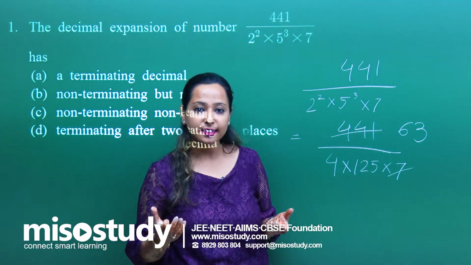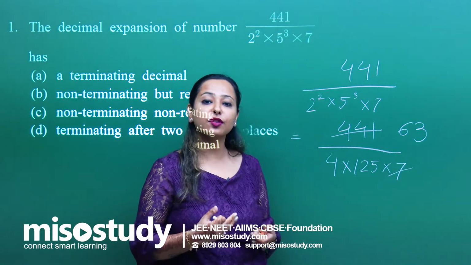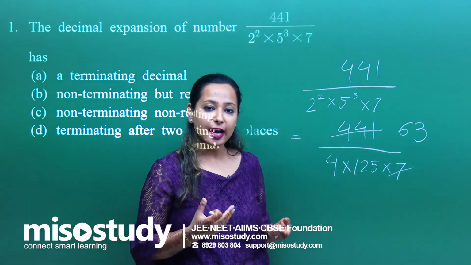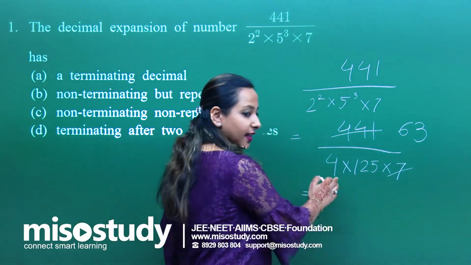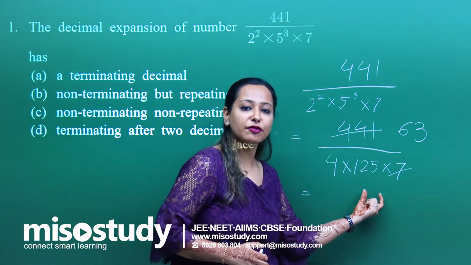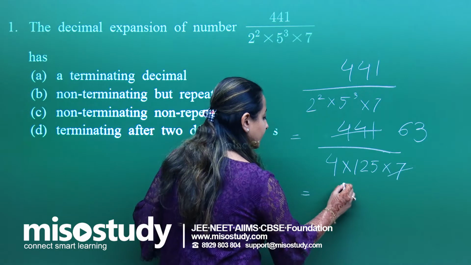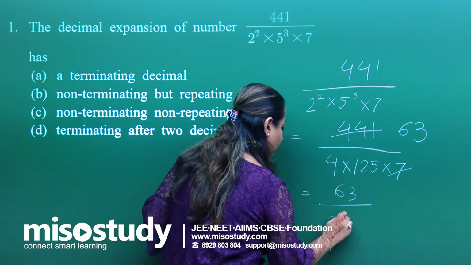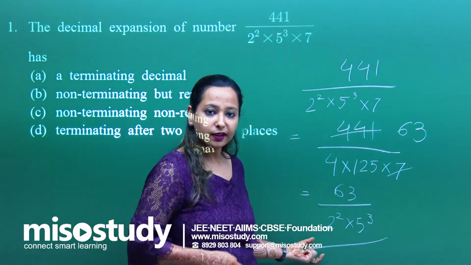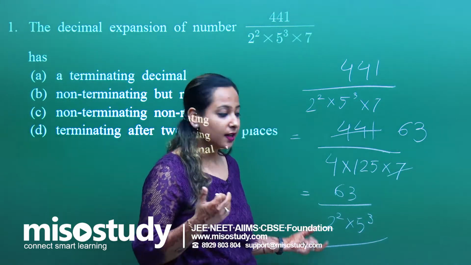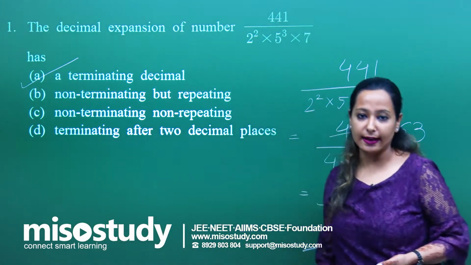Now you must have studied a statement that in a rational number, if we have a denominator which is of the power of 2 and 5 only, that means it has a terminating expansion. So in this case, the denominator has powers of only 2 and 5, that means it has a terminating decimal expansion. So it is like 63 divided by 2 square into 5 cube. It is evident from the denominator that it has the powers of 2 and 5 only. So the correct option is a terminating decimal expansion, that is option number A.